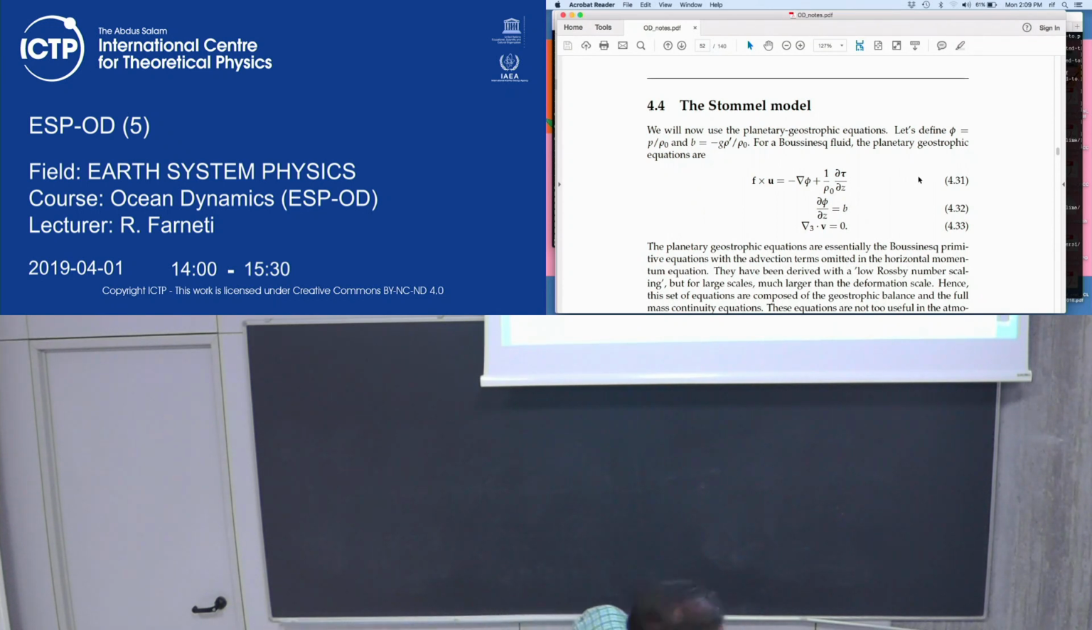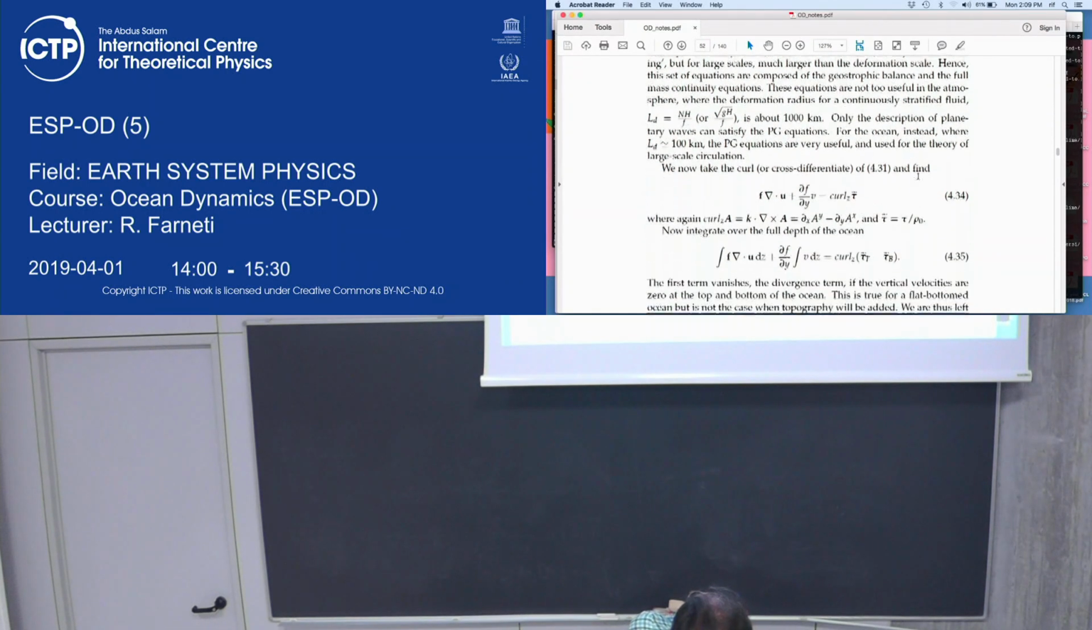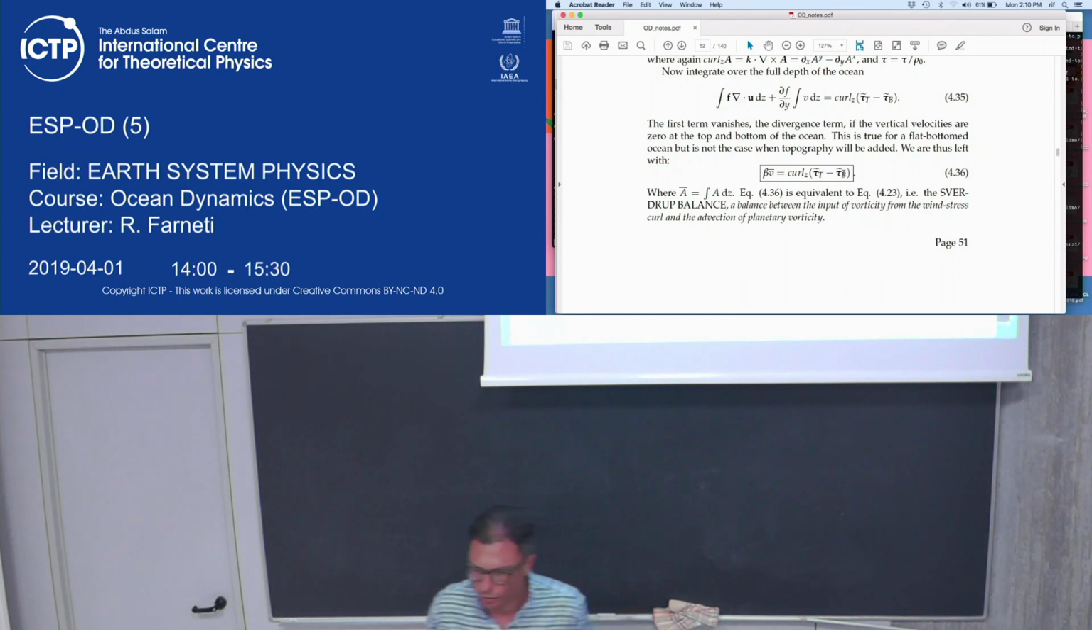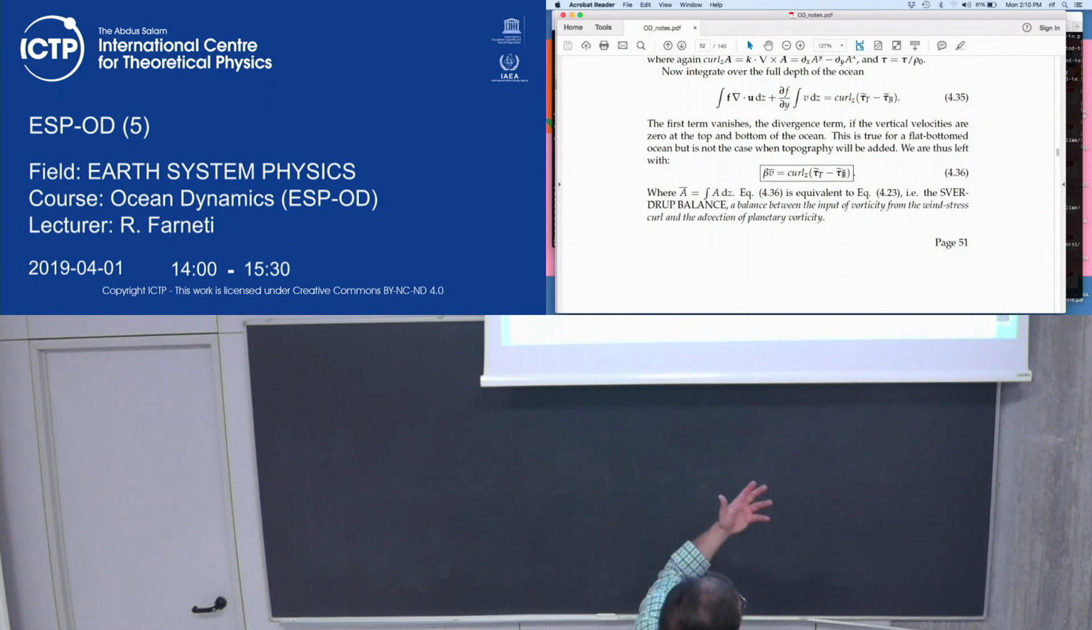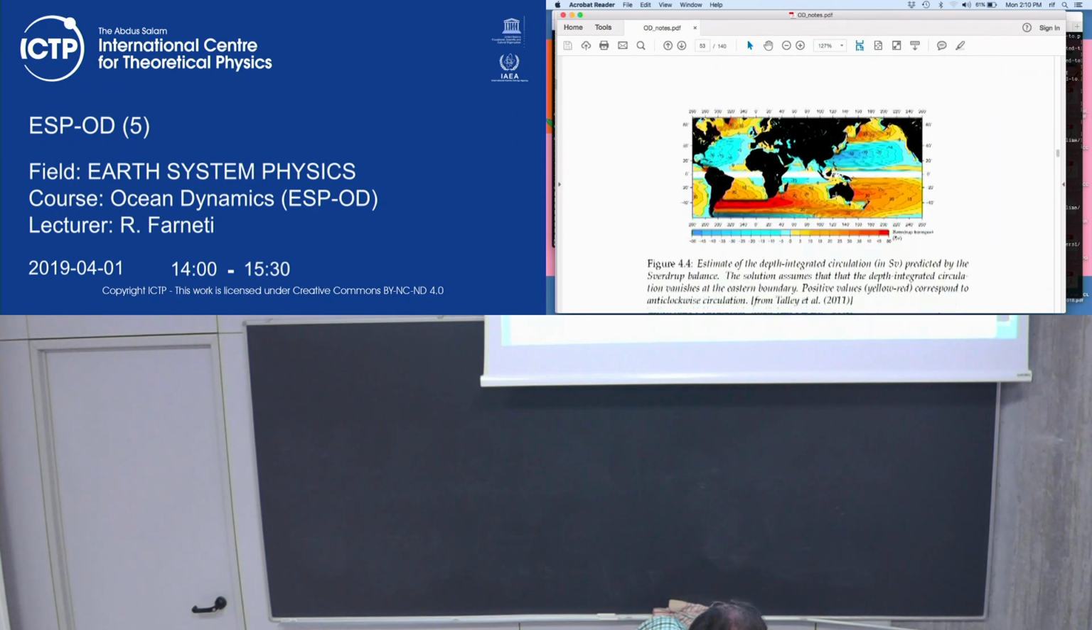But then Stommel came along and he said, okay, so you can derive again the Sverdrup balance here. And then he said, okay, but then the input of vorticity at the surface should be balanced somewhere else, for example, through bottom friction. So you develop a top Ekman layer, you develop a bottom Ekman layer with bottom friction. And that should be a part of the balance between the input of vorticity and the surface.